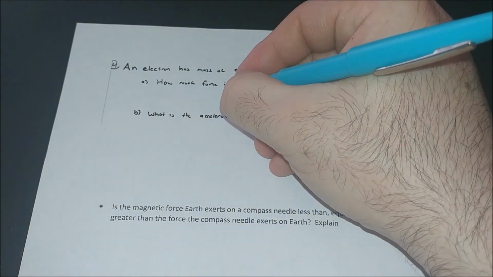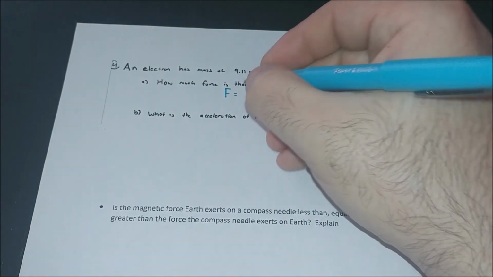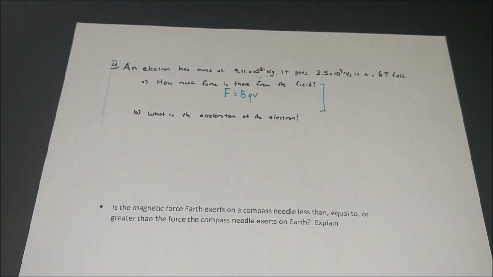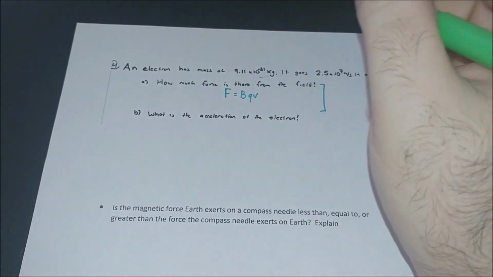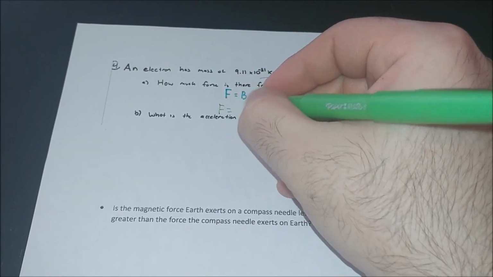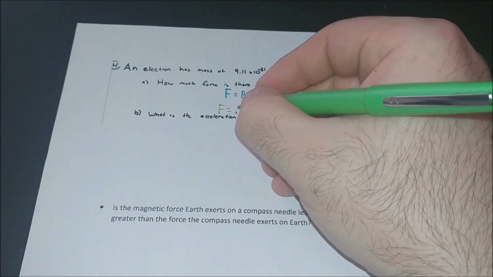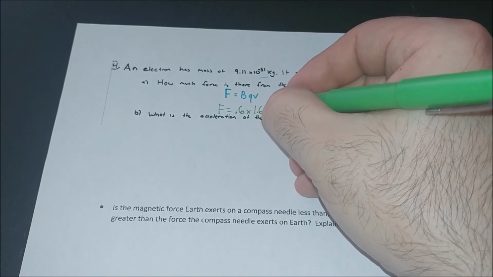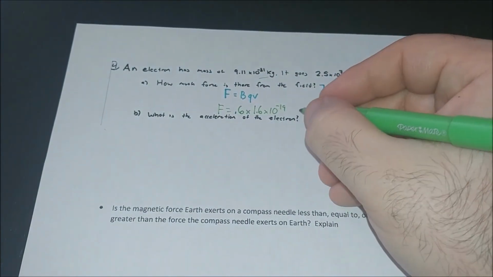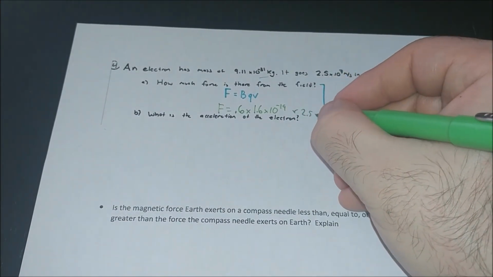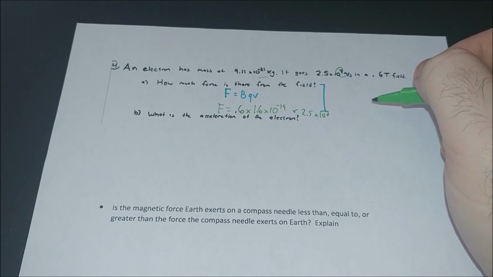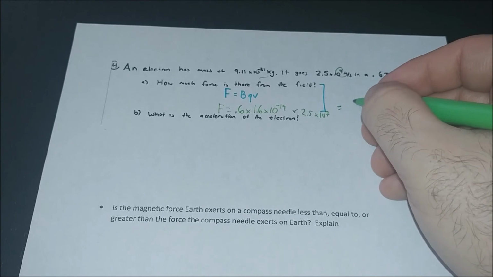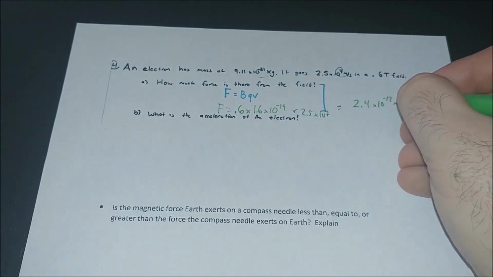Cool. Using the equation F equals BQV, I end up getting a number here. Now, the field is 0.6. The charge is not this number. That's a mass. It's going to be the same as before for an electron, times the velocity of 2.5 times 10 to the 7th. You might notice this number never gets really larger than 10 to the 7th, because 3 times 10 to the 8th is the speed of light, and you can't get faster than that. I get 2.4 times 10 to the minus 12 newtons.